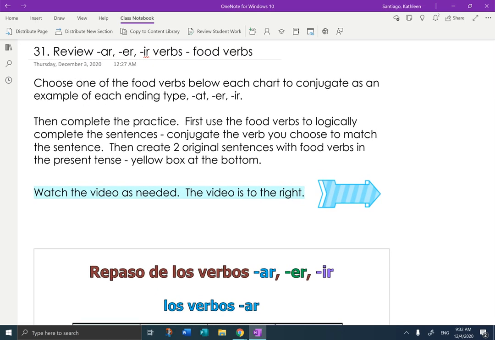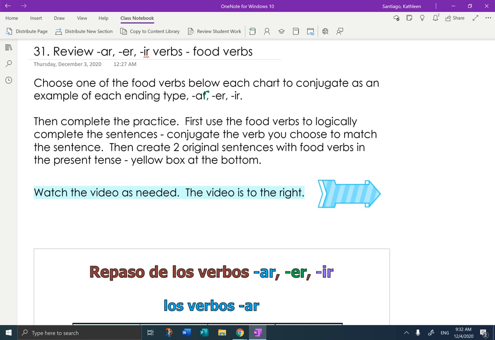So it says choose one of the food verbs below each chart and conjugate it as an example of each type of ending. Whoops, that should be AR, ER, and IR. Then complete the practice. First, use the food verbs to logically complete the sentences and conjugate the verb that you choose to match the person doing the action in the sentence. Then create two original sentences with food verbs in the present tense.